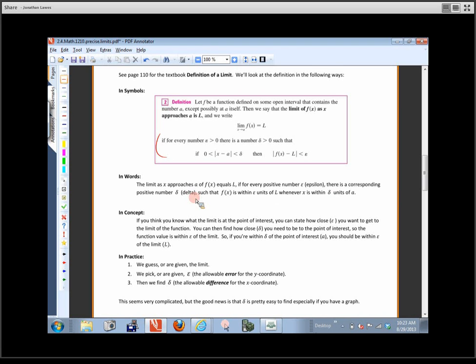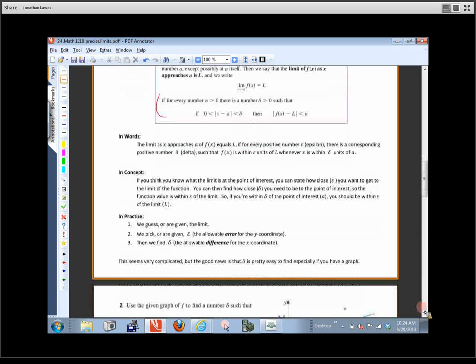This is the idea. If you think you know what the limit is, you can state how close you want to be to that limit. Then you can find a delta, a number that says how close you need to be to the point of interest, so that your function value is within that allowable error, epsilon, of the limit. So if you're within delta of the point of interest, if you're within delta in the x direction, you're going to be within epsilon of the limit. Delta goes with x, epsilon goes with y. Okay? So here's where the game part comes in. This is basically what we're doing. We're going to guess, or we're going to be given the limit. Okay?